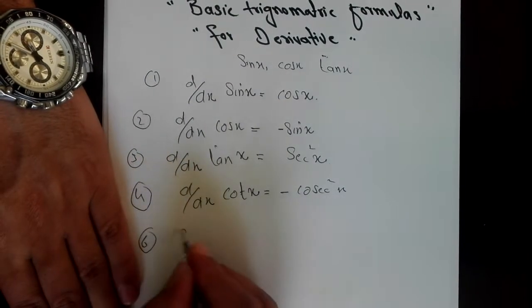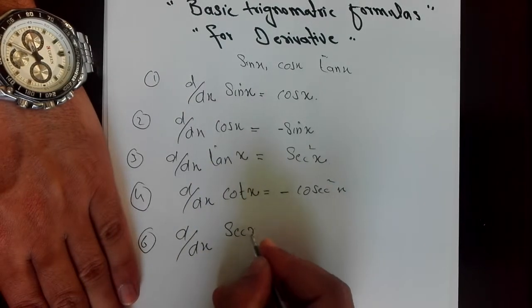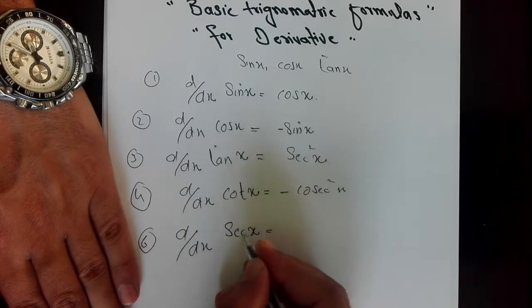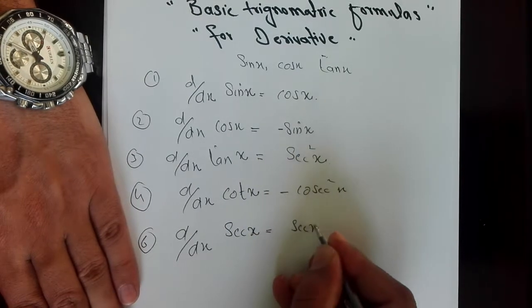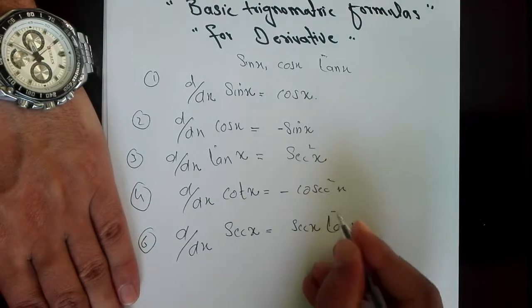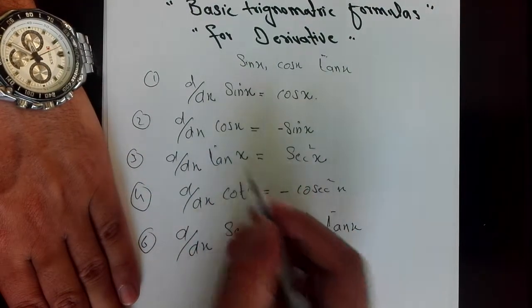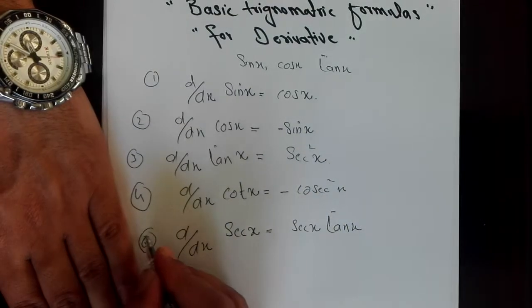Fifth is now d over dx of secant of x. What will it be equal to? When we have the derivative of secant of x, it will be secant itself, first secant itself and then tan. See, secant is for tan, so secant itself and tan.